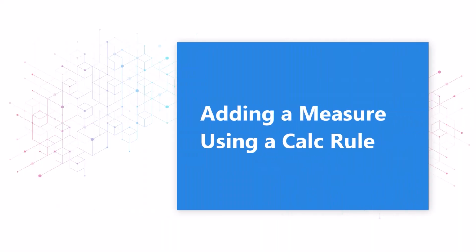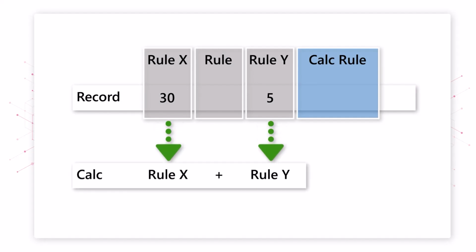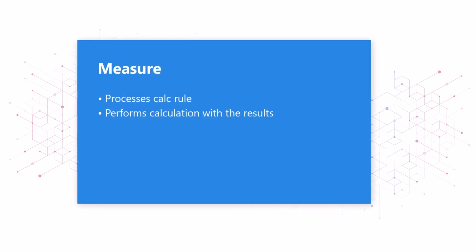In this demonstration, we'll add a measure using a calc rule. A calc rule adds information to each record of a dataset by applying a Spectre expression to a subset of other rules in the same dataset. The goal of our measure is to produce the sum of all hospital-based outpatient accounts. The measure produces this number by processing a calc rule and performing a calculation with the results.